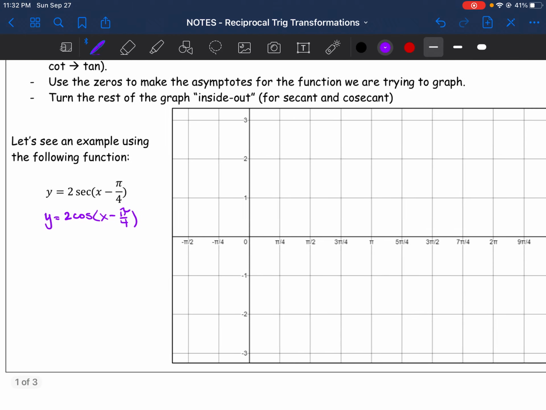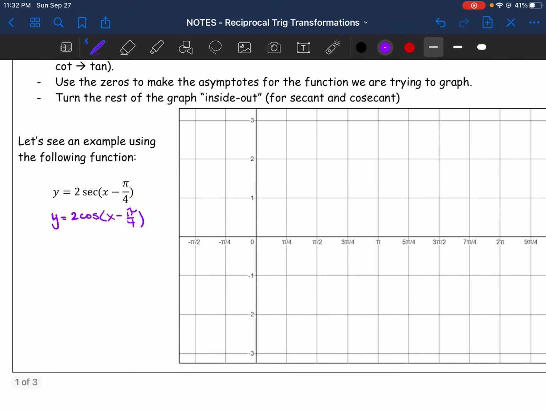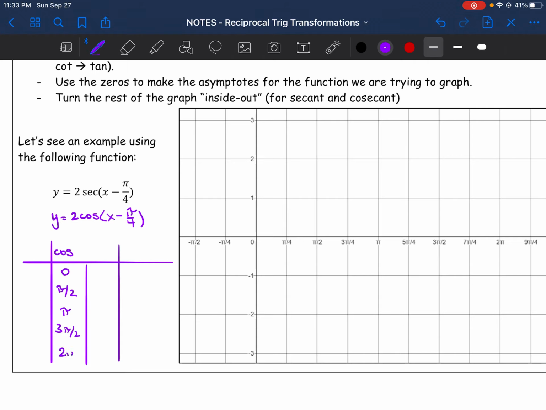One helpful way to make graphing a little easier for some people is to do it through a table method. So let's consider what cosine would normally look like. Some really easy points to plot would be 0, pi over 2, pi, 3 pi over 2, and 2 pi. And we know that cosine starts at 0, 1.